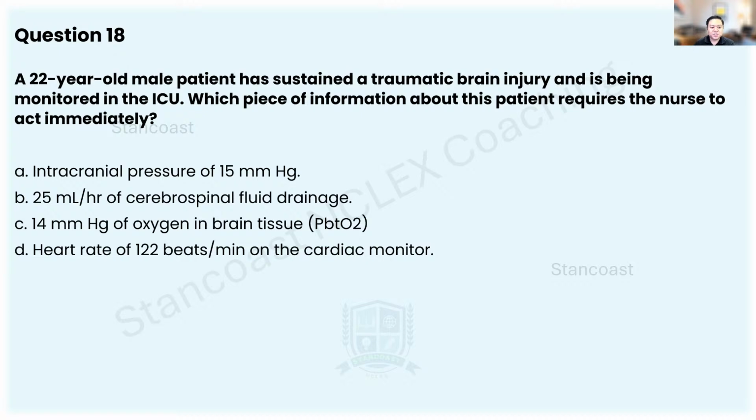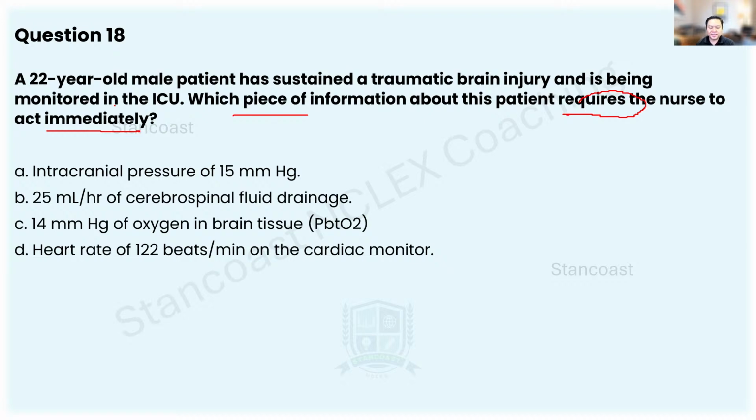So your patient has a TBI admitted in ICU. So which piece of information about the patient requires the nurse to act immediately? So now we have the PbTO2. What is that PbTO2? Your answer, please. Requires immediate action.